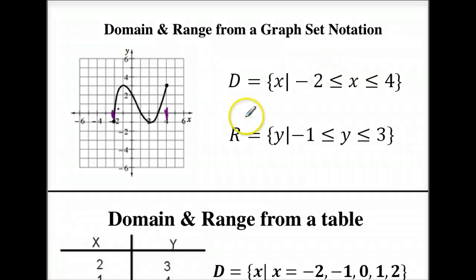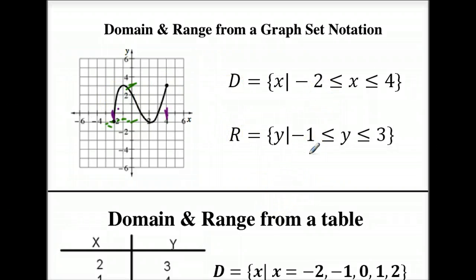So when I write set notation for the graph, it's x such that x is greater than or equal to -2 but less than or equal to 4. I put the equal because these are shaded. Now my range is y. I'm going to look at my y values, the lowest and the highest. I'm always starting with the lowest, which is right here, and my highest, which is up here. The bottom is -1 and the top is 3, which is how I write it in set notation for a graph.